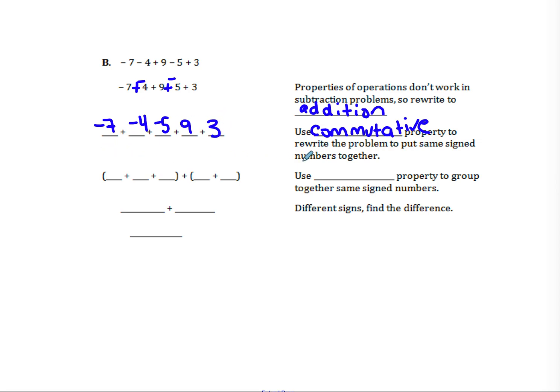Okay, so then I'm going to use associative property. I'm going to group together my positives and my negatives. So I changed the order, that was commutative, and now I'm adding parentheses, that's my associative.